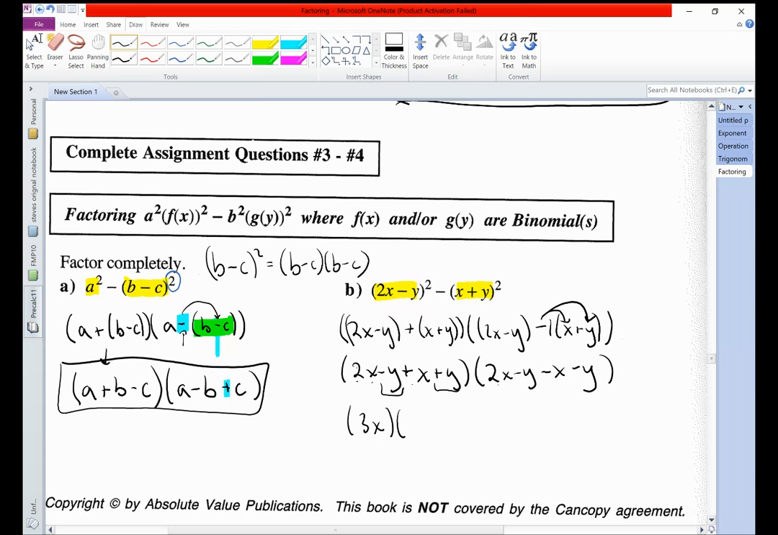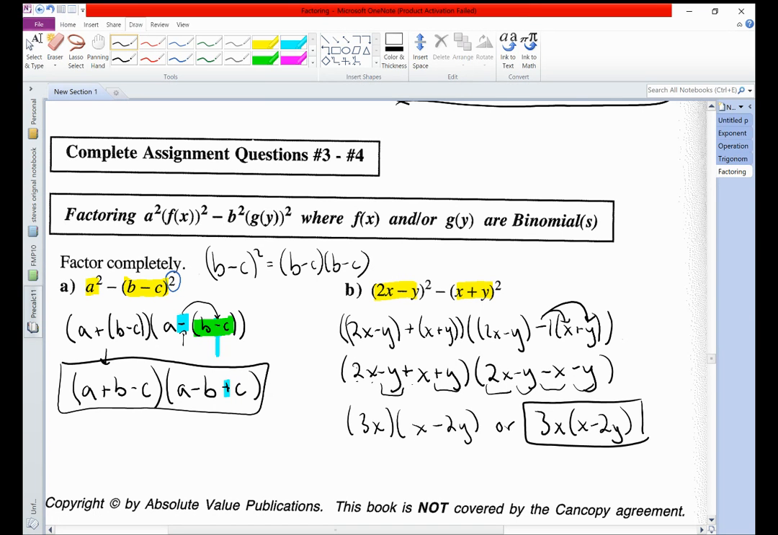In the next bracket, we have 2x minus x, so we just have x. And we have negative y minus y, so negative 2y. So you can write it like that, or you don't have to put that 3x in brackets. It's just kind of out there. x minus 2y. There you go.